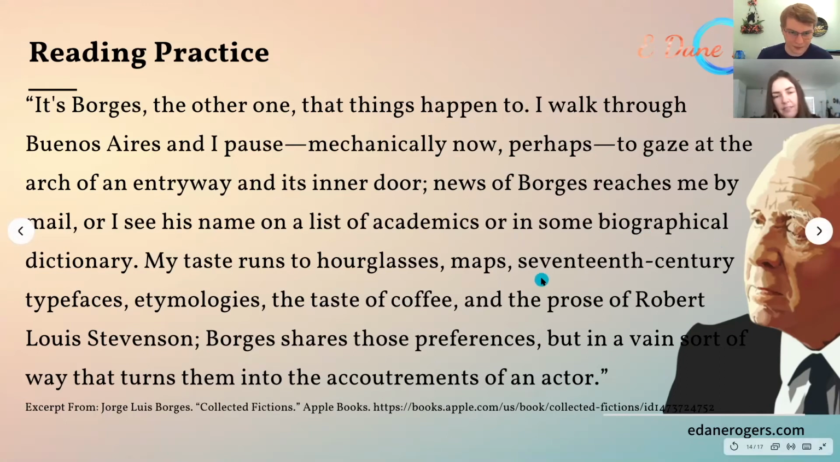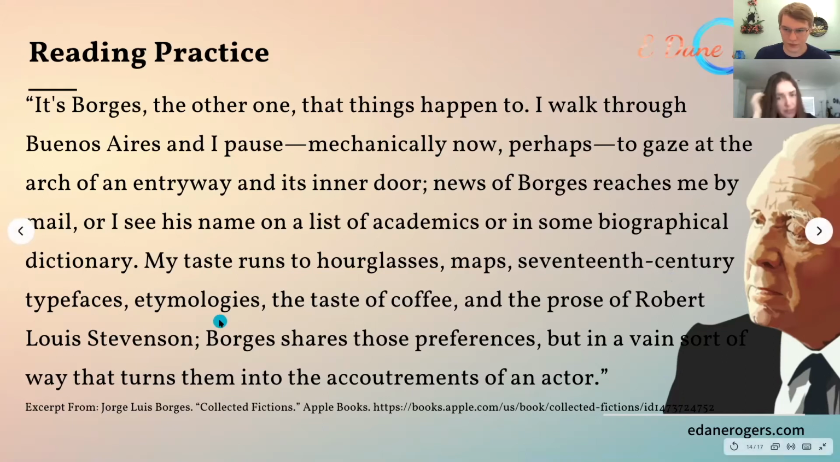Biographical. Good. All right. And then here, hourglasses. The accent is going to be in the first noun of this compound noun. So hourglasses. And then this one with the hyphen is going to have two accents because these words still maintain a separate sound. So we got 17th with the accent on the first E, and then century with the accent on the first E. So 17th century.